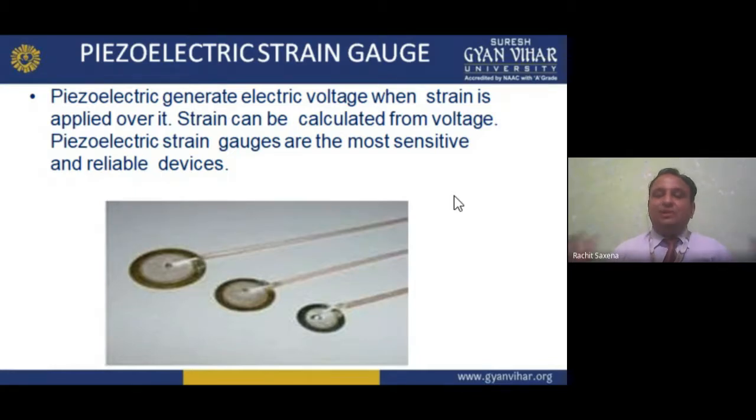That is simple. So that is your electric strain gauge. Okay. Now, piezoelectric generate what? Piezoelectric crystal basically is a form of piezoelectric strain gauge. Piezoelectric strain gauge is what basically? Piezoelectric strain gauge is very, we can say, sensitive and reliable.